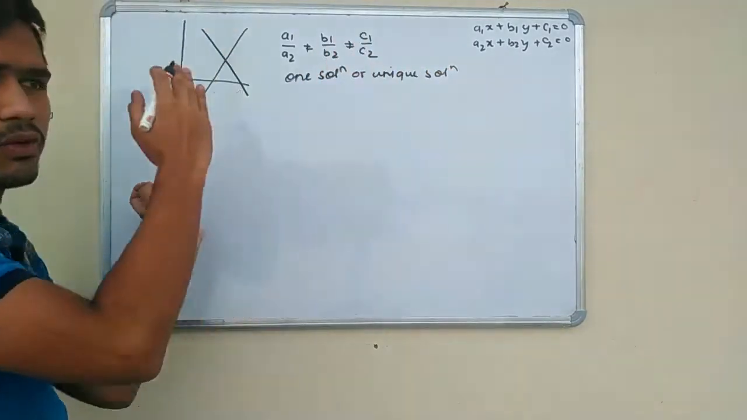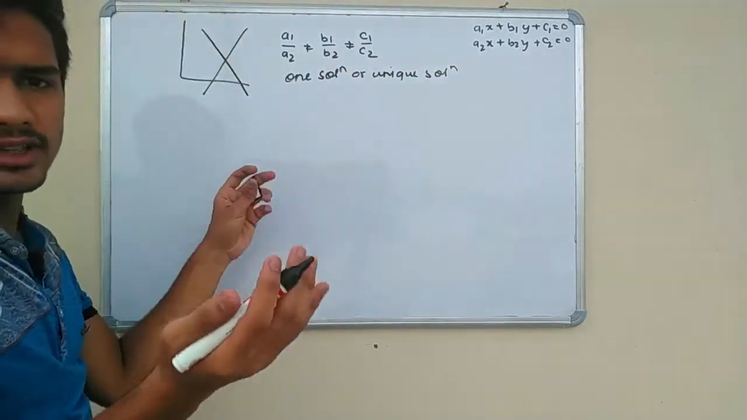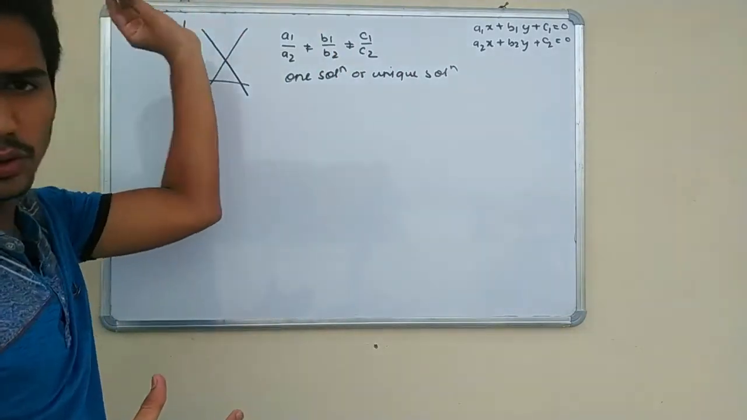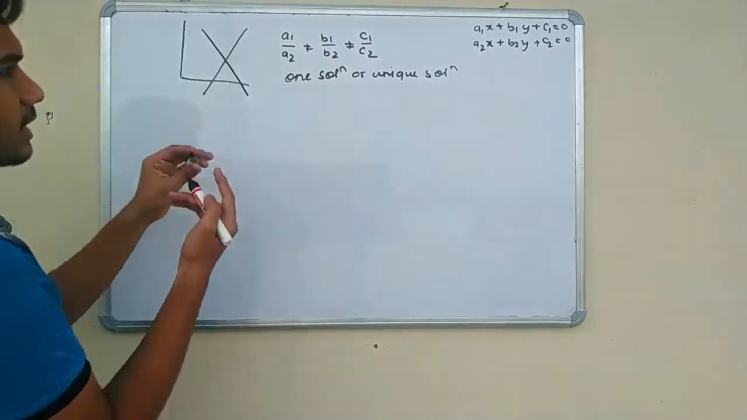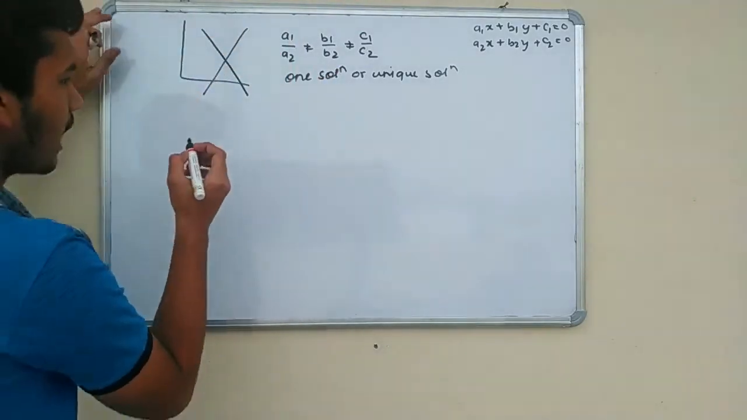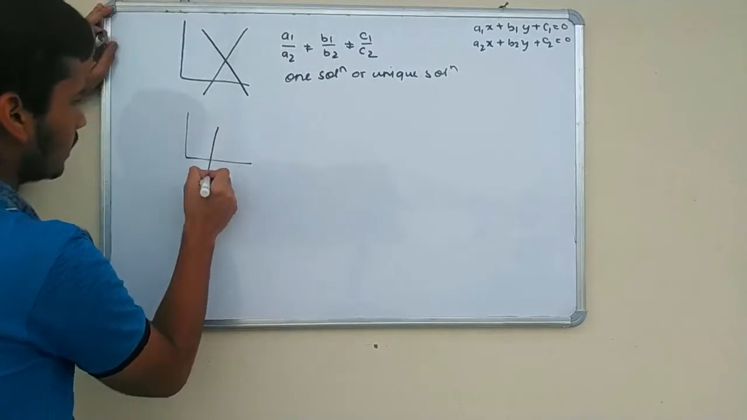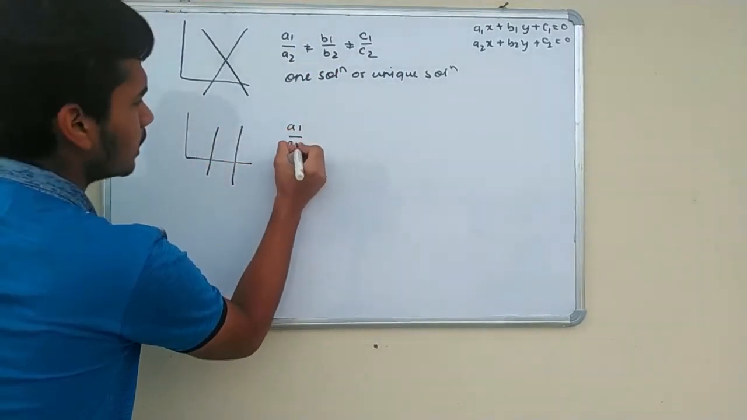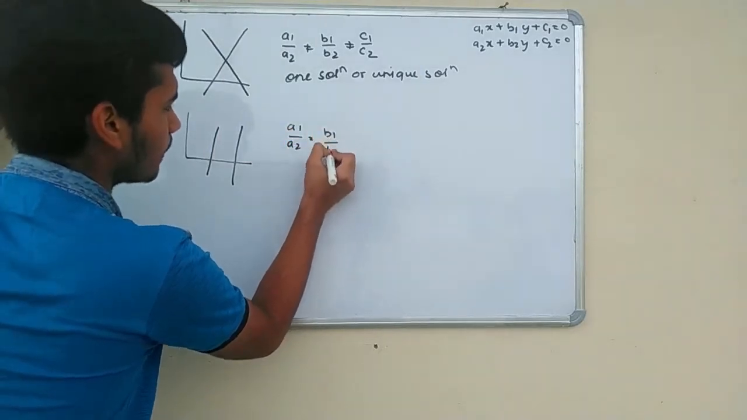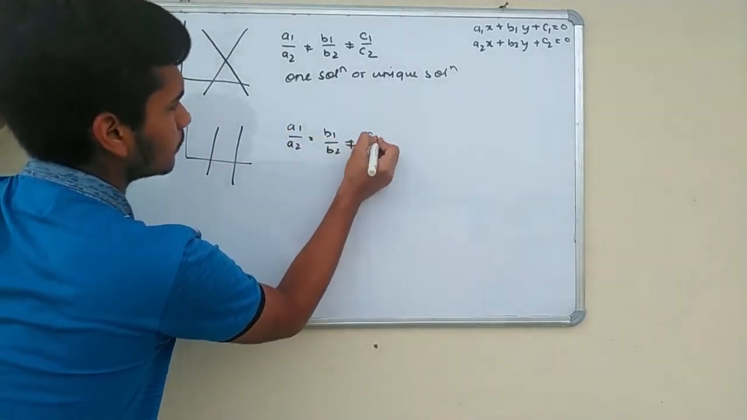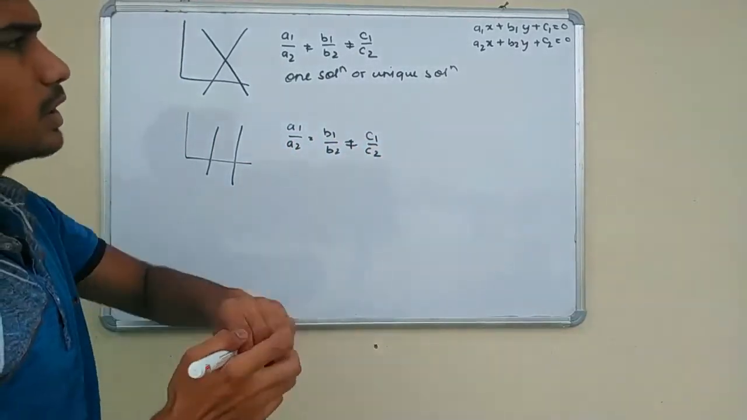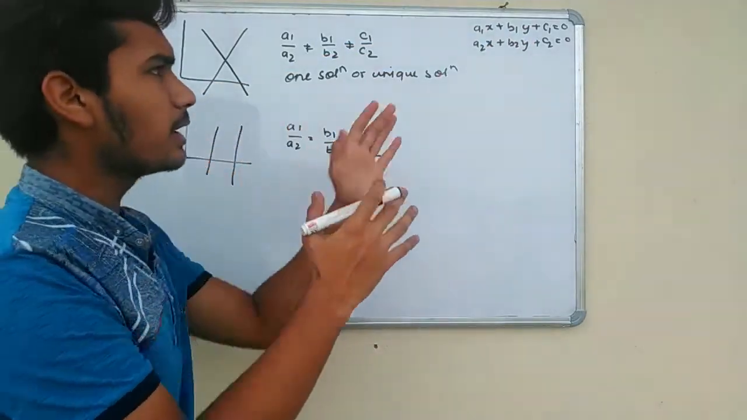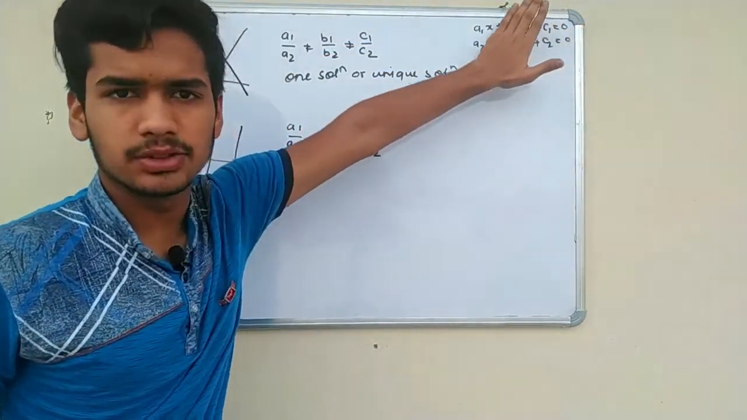I have discussed this before also in one of my concept lectures. So if you want to go into detail, you can refer to those lectures. So if the lines are intersecting, then this is the condition. If lines are parallel, like this, they are parallel lines, then the condition is a1 upon a2 is equal to b1 upon b2 but not equal to c1 upon c2. It means the ratio of coefficients of x and the ratio of coefficients of y in both equations is equal, but it is not equal to the ratio of constant terms.